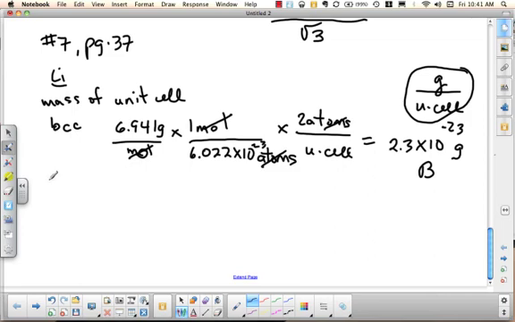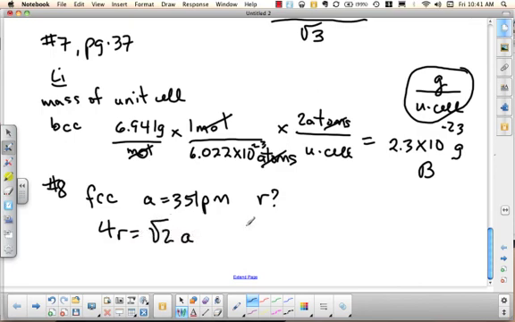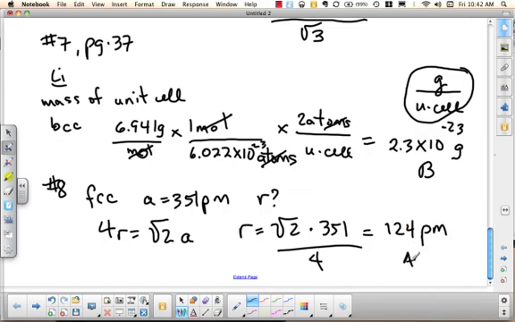All right, number 8 is one like the geometry one. Copper crystallizes in a face-centered cubic, and the edge is 351 picometers. What is the radius? Now, the nice thing is that you can stay in picometers because the answers are in picometers. For a face-centered cubic, 4r is equal to the square root of 2a. So r is equal to the square root of 2 times 351 divided by 4, and I get close to the right answer. When I plug those numbers in, I get 124 picometers, and the correct answer is A, which is 128. I don't know how they get 128. It must be a typo.